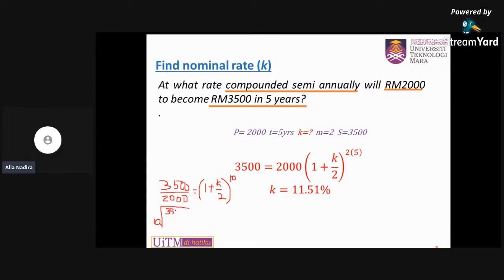3,500 divide by 2,000 ringgit. Okay, so you solve this equation and you get your K is 11.51%.